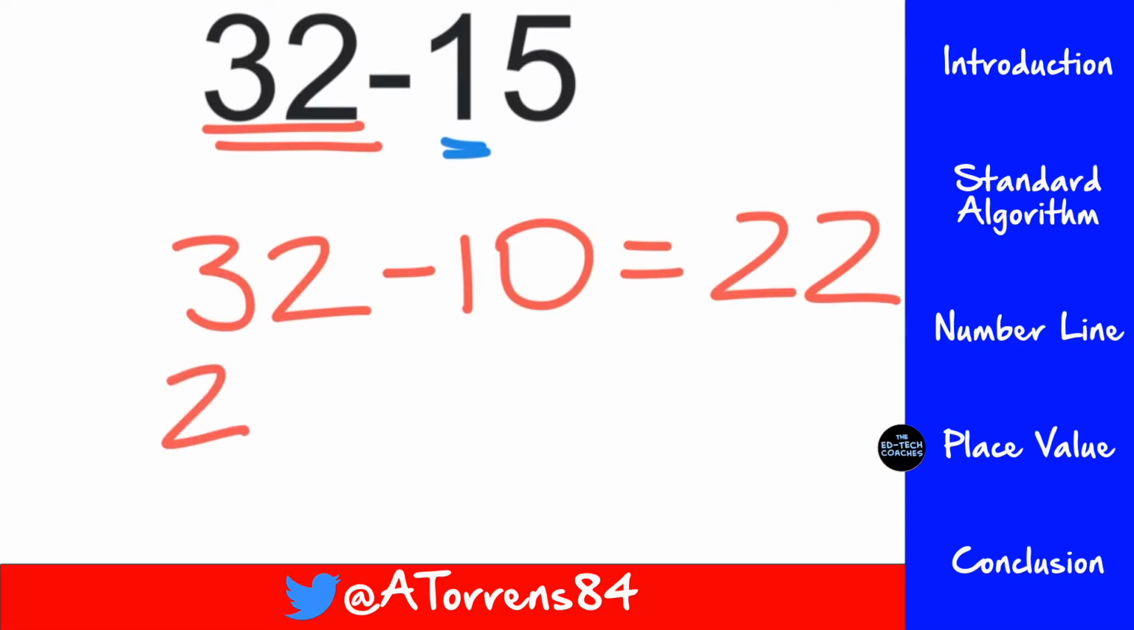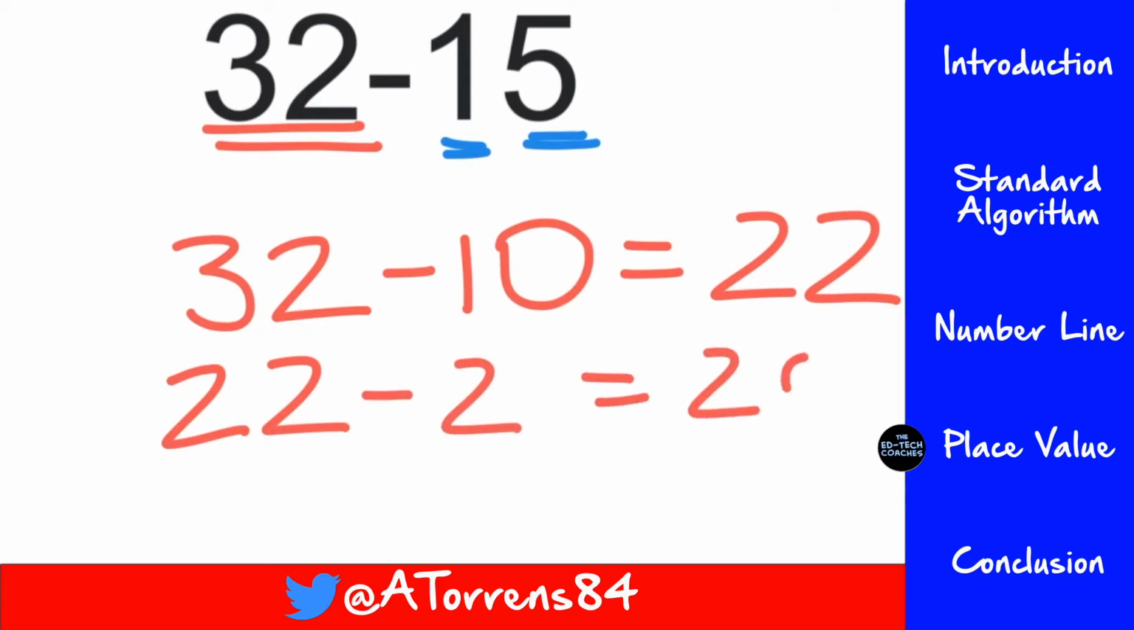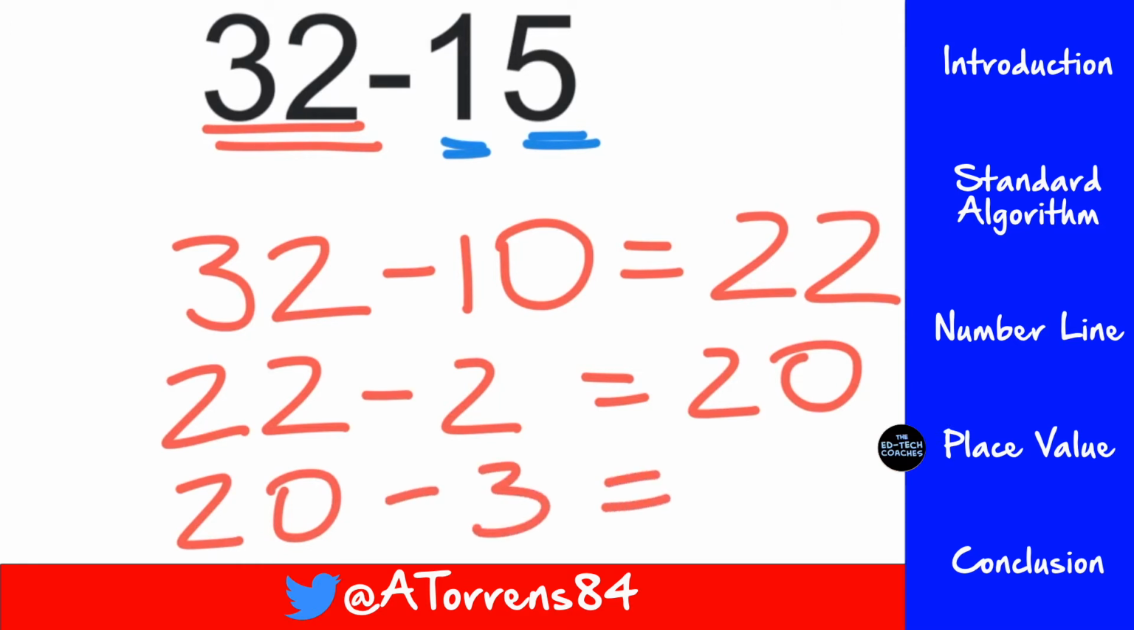Now I've got 22, so I can start my new math problem. I need to start taking away my 1s. So just like before, if I'm confident, I can do 22 take away 5, but I just want to break it up for myself. So I'm going to break the 5 up into 2 steps to make it easier for me. 22 take away 2 is 20, I know that, and 20 take away 3 is 17. I can do that in my head.